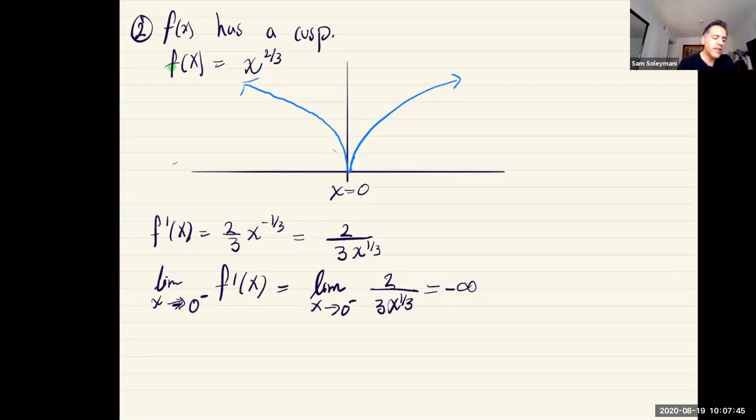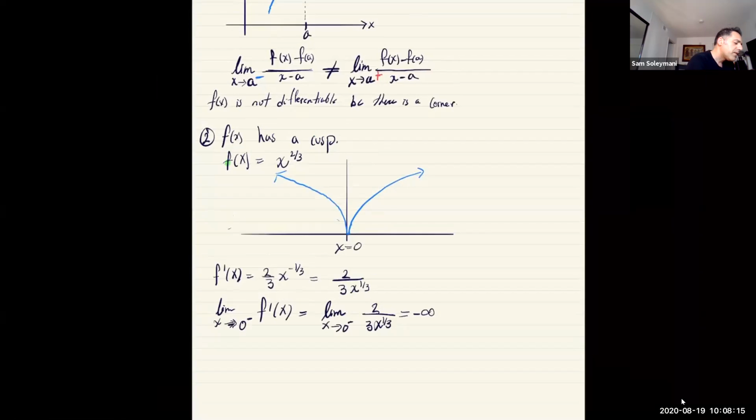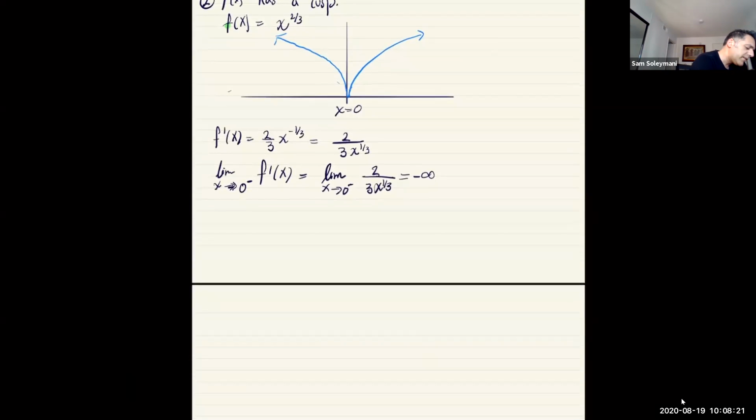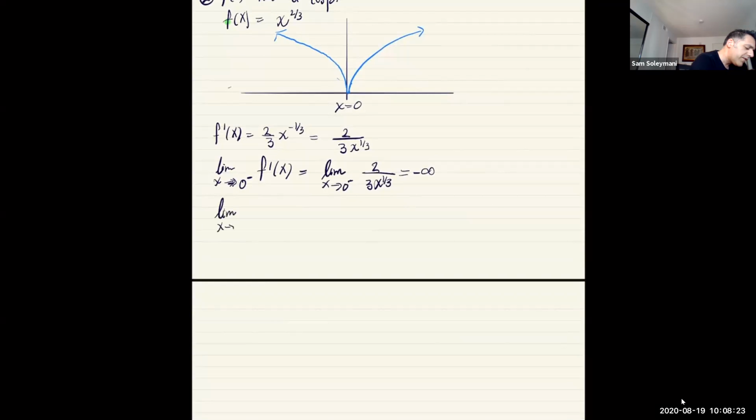If you look at the left of 0, those tangent lines become more vertical, but their slope is still negative. So it goes to negative infinity. If you look at the right-handed derivative, we do the limit as x goes to 0 from the right of the derivative, not the function.